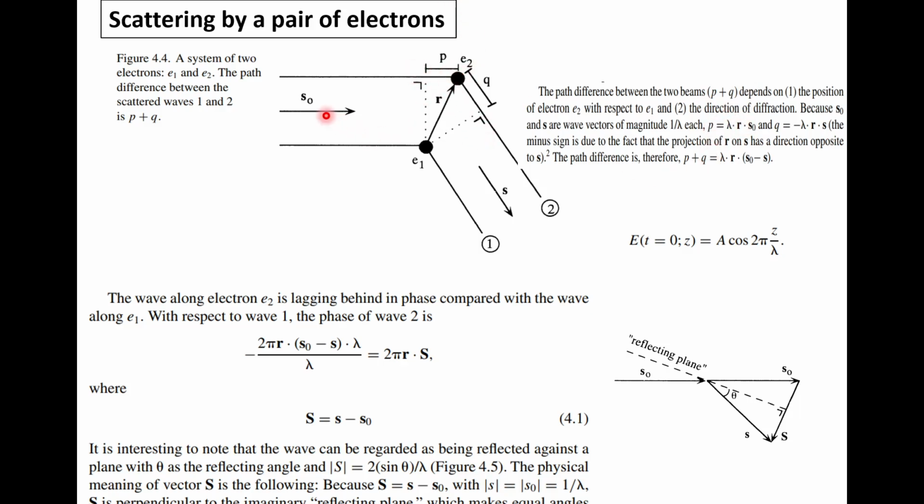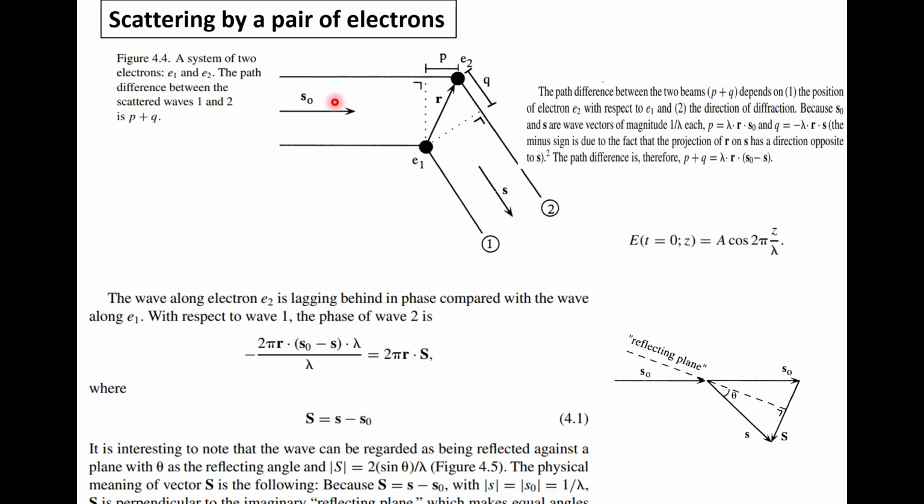Now these are all vectors. P is in this direction, while Q is coming in the negative direction, so the direction of Q and P is different, and Q has a negative sign. So Q is minus lambda dot r dot s. This r dot s is the dot product with the scattering vector, where s naught is the initial and s is the final. You can find this with simple trigonometric measurement. So if you add them, P plus Q equals lambda dot r dot (s naught minus s). This is your path length.